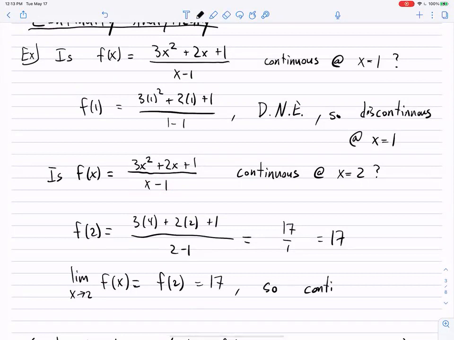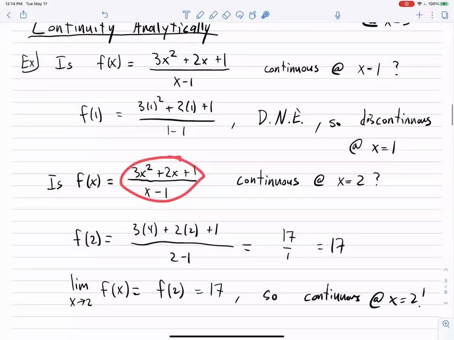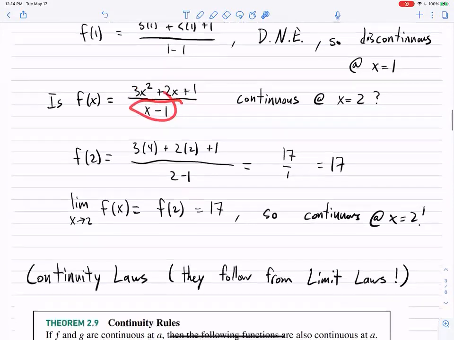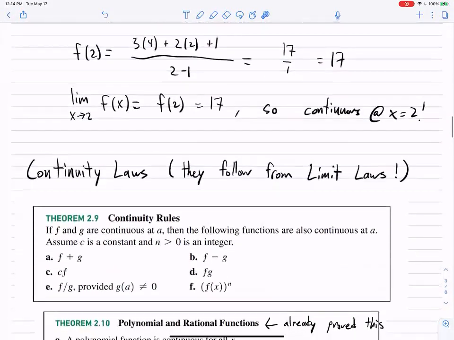So continuous at x equals 2. And it turns out, because we know from before how we compute limits of things like this is by plugging it in. And so what we're really using is the fact that these functions are continuous whenever the denominator is not 0, these rational functions. And so we know all rational functions are continuous as long as the denominator is not 0. And so the continuity laws all follow from the limit laws.